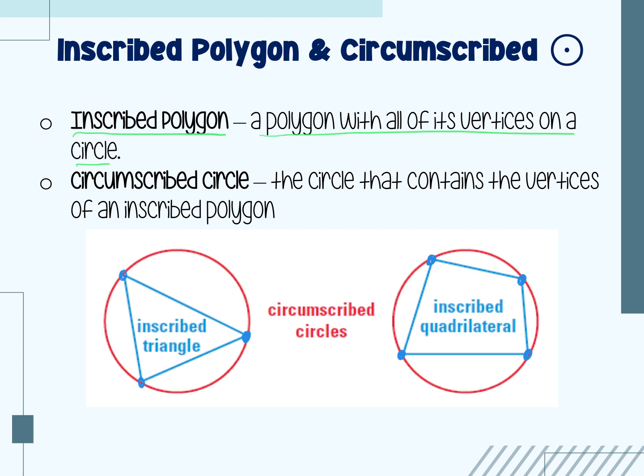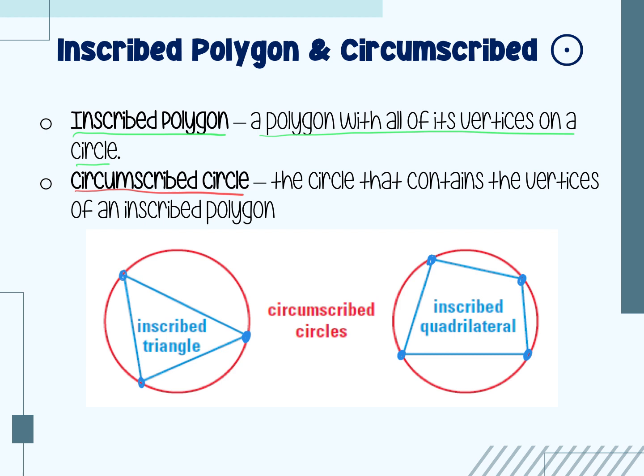Now, the circles, we call those circumscribed circles. And the reason we say that is because those are circles that contain the vertices of an inscribed polygon. So it's a special kind of circle just because it's around an inscribed shape and all the vertices of the shape are on the circle.